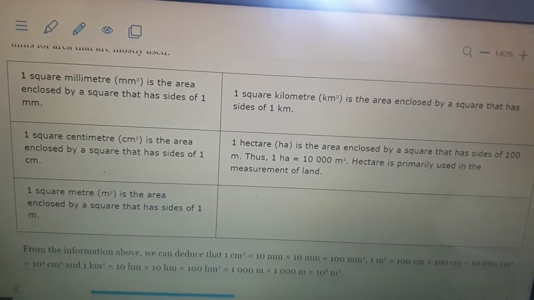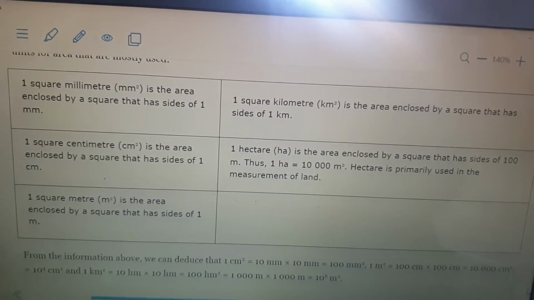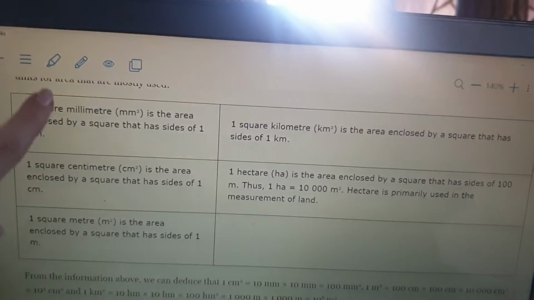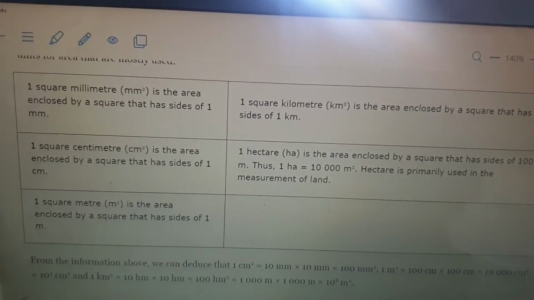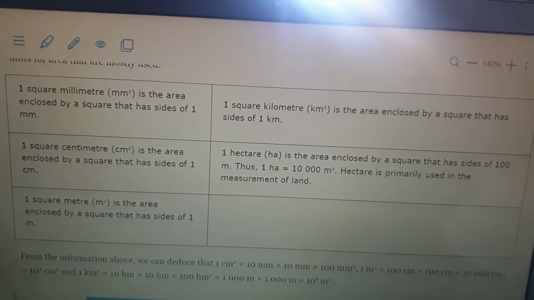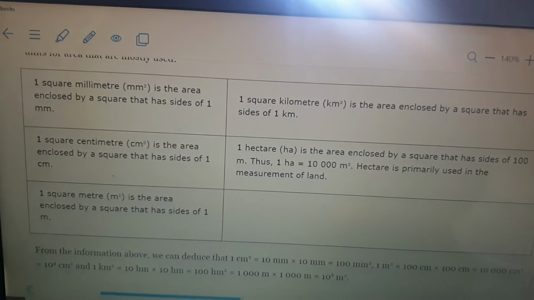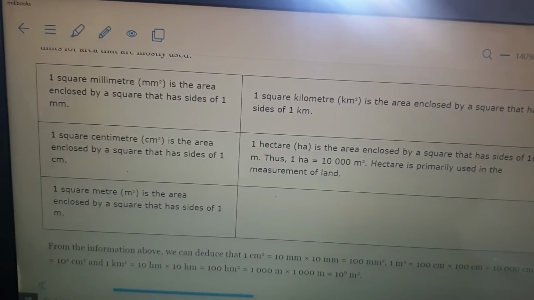So 1 square millimeter is the area enclosed by a square that has sides of 1 millimeter. That means we draw a whole square and each side would be 1 millimeter. 1 square kilometer is exactly that then: a square where each side is 1 kilometer.